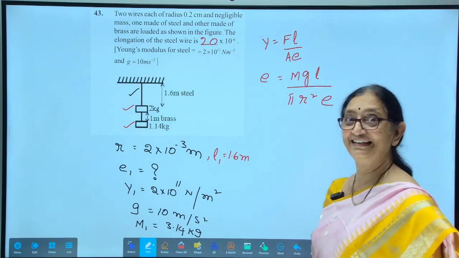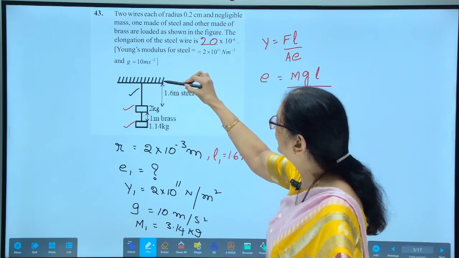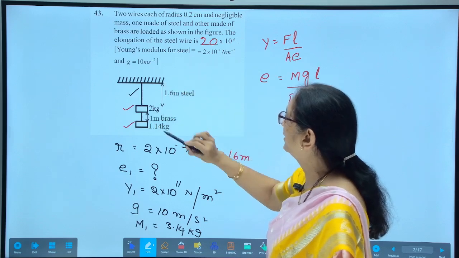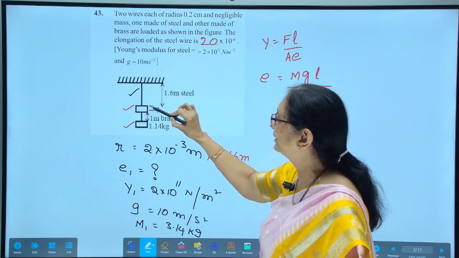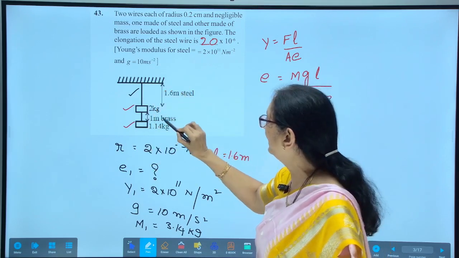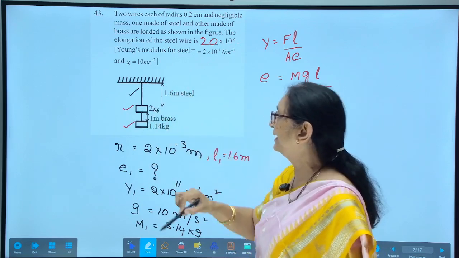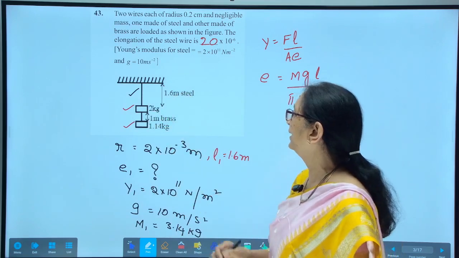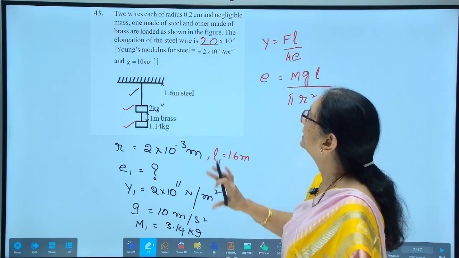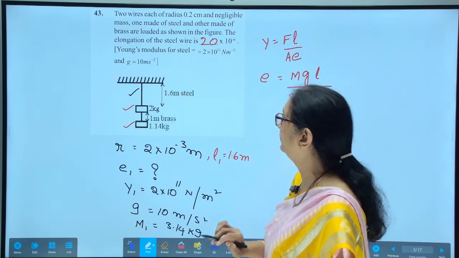That is interesting. Read the problem. So, that is the arrangement. This is a steel wire of 1.6 meters long. To the end of that steel wire, a 2 kg block is suspended. And to the bottom of the block, a brass wire of 1 meter length is attached. And at the lower end of the brass wire, 1.14 kg is suspended. So, what is asked here? Elongation in the steel wire.